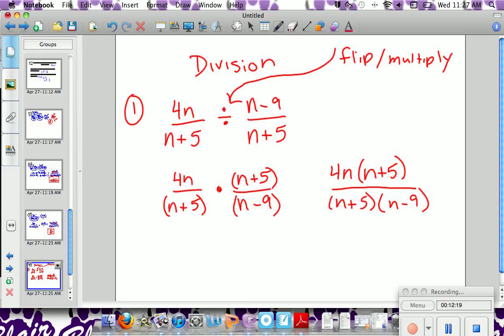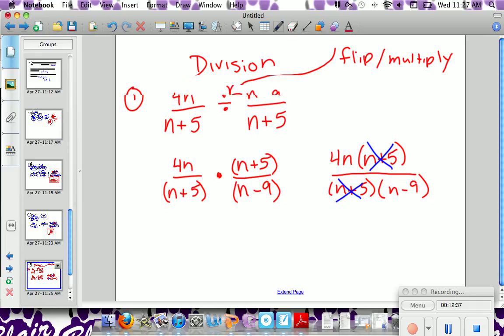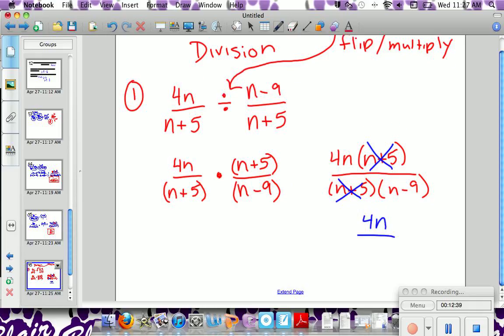If I have anything in common, identical, inside the parentheses, I cancel them out. That n plus 5 and that n plus 5 are identical. I've got nothing outside the parentheses now, so I can't cancel out that n and that n minus 9. This is locked in. It's got addition or subtraction. So I have 4n all over n minus 9 is my final answer. Notice, this n and that n do not get to cancel out. This n minus 9 is locked in. If you have addition or subtraction attached to your n's or your variables, you cannot cancel that out.